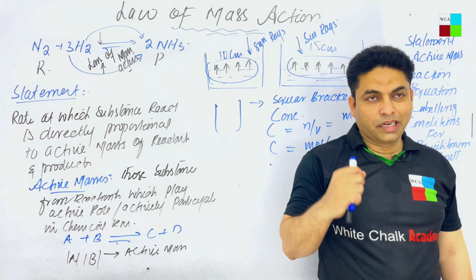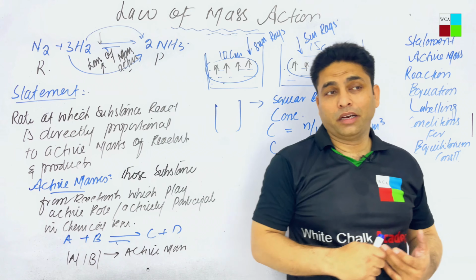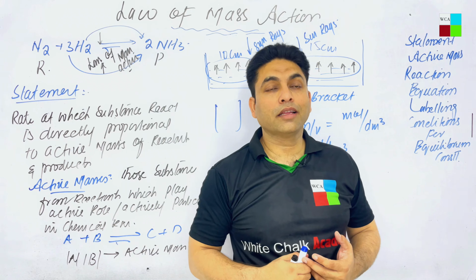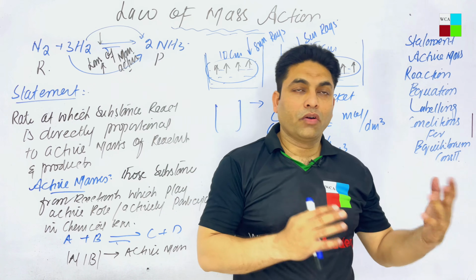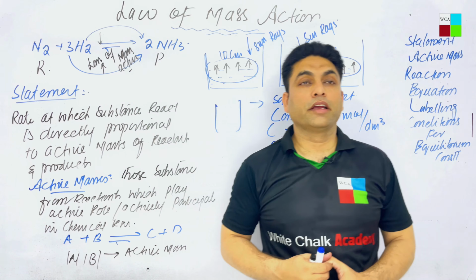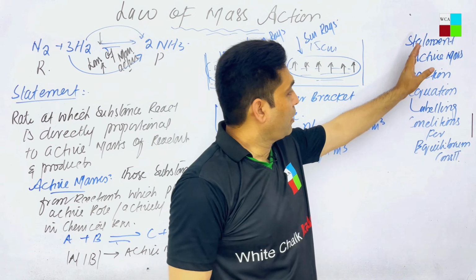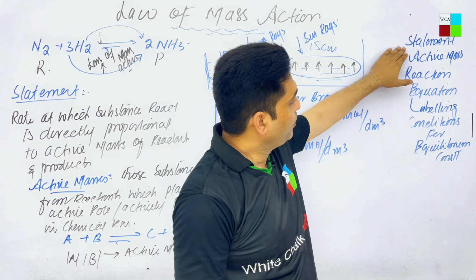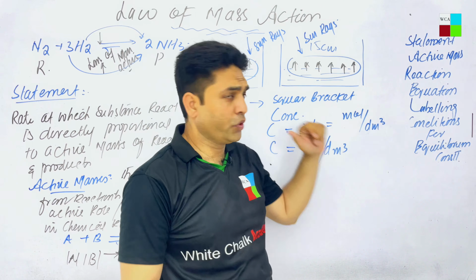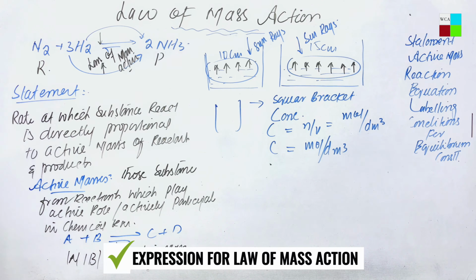If it is clear, fine, and if there is any question you can ask in the comment area. Let's move toward the chemical reaction from where we can get Kc. We will look at the rate of forward and backward reaction, then we will get Kc, and after that the equilibrium constant expression. So this is our checklist. We have done the statement and active masses. Now we are moving towards the reaction. So take a screenshot and let's move toward the next heading.